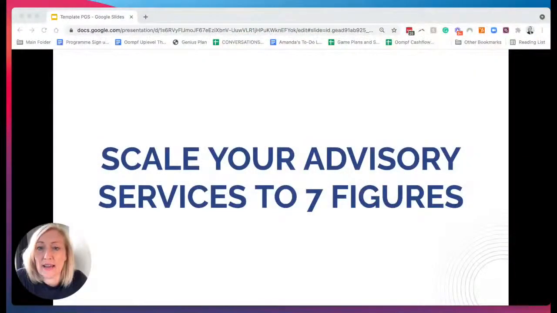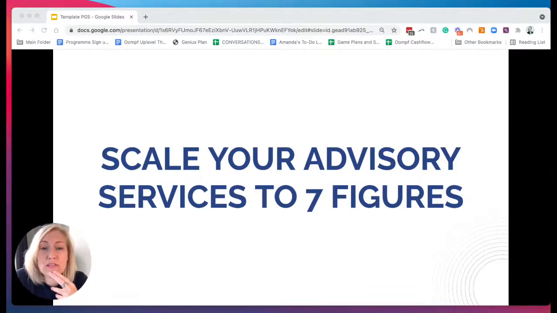I am back, and I've got loads, and I mean loads and loads to share with you over the coming weeks and months. But what I want to go into today is how to add, and let me just check. Can you let me know in the chat box that you can see my screen? It should say scale your advisory services to 7 figures.